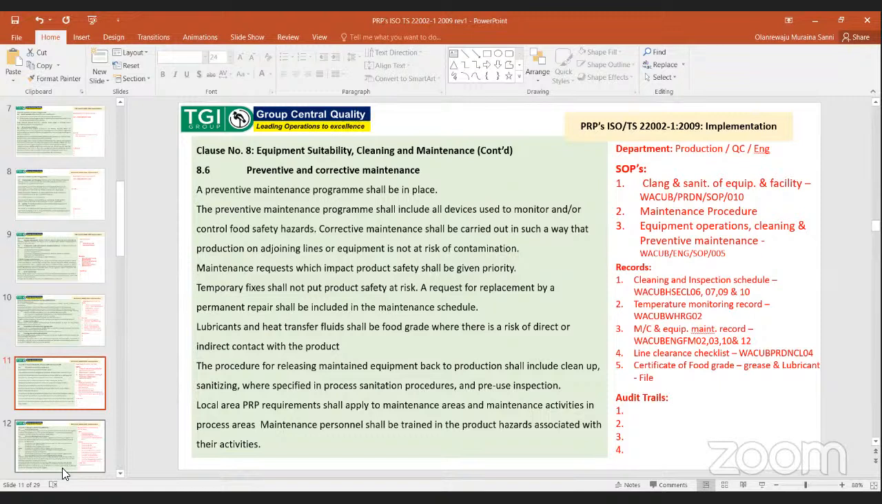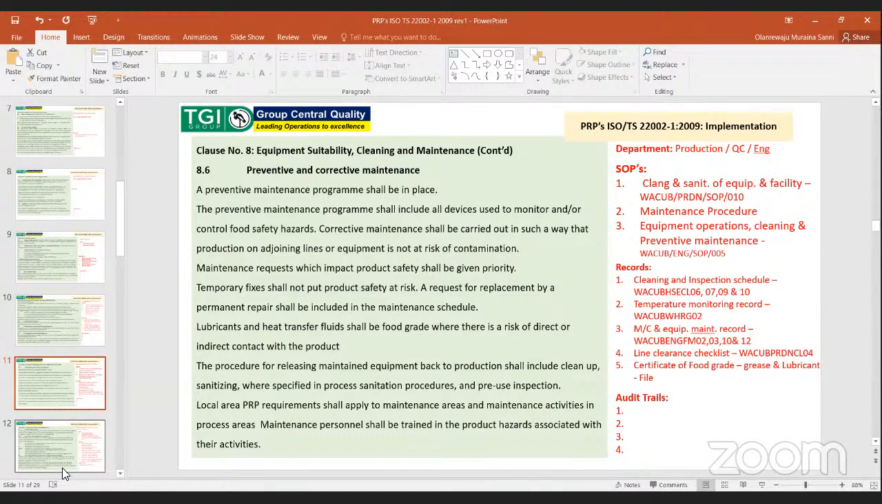That is, if we are doing maintenance activities, for example, you have two lines and they were installed close to each other. It means there must be a control to ensure that when we are carrying out maintenance activities here, whatever we are doing here does not affect or contaminate the other machine that is still running. So it's a way of preventing cross contamination. The maintenance requests which impact product safety shall be given priority.